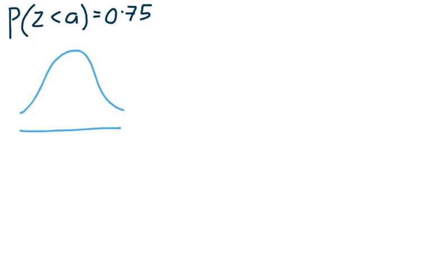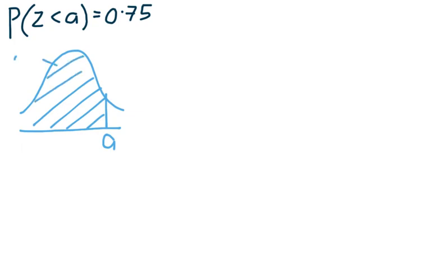And if our probability is more than 0.5, it will exceed the middle line. If our probability is less than 0.5, it will not exceed the middle line. Since 0.75 is more than 0.5, it will exceed the middle line. Since the symbol is less than, we start from the left, and the probability is 0.75, more than 0.5, so it will exceed the middle line. So our value of A is going to be here. This is A, and this is our shaded area.